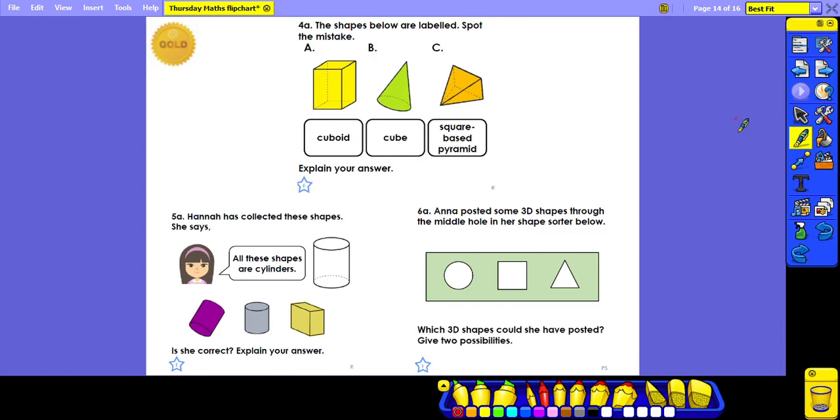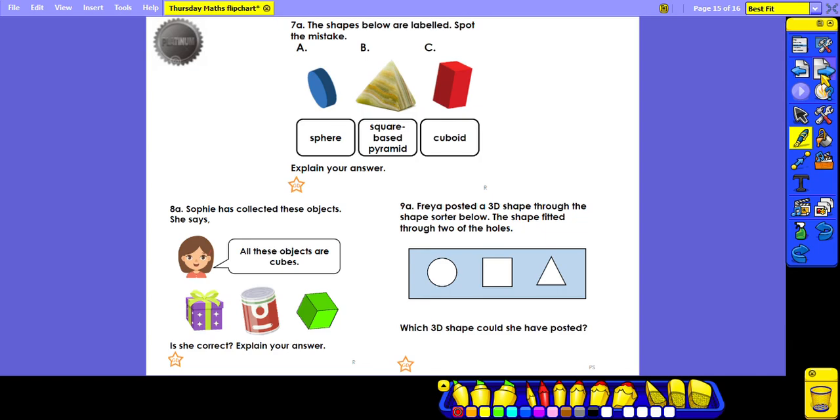And for gold, you are completing some reasoning and problem-solving questions. These are all very similar to the ones we have been through together. So go back to listen to the examples if you are having trouble answering them. And for platinum, we have got some more challenging reasoning and problem-solving questions.